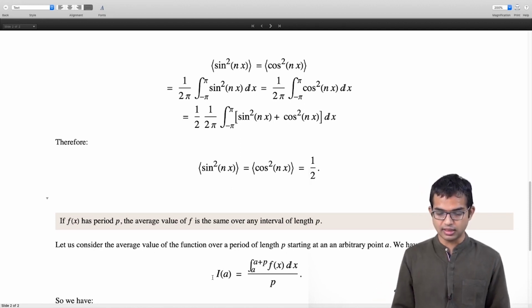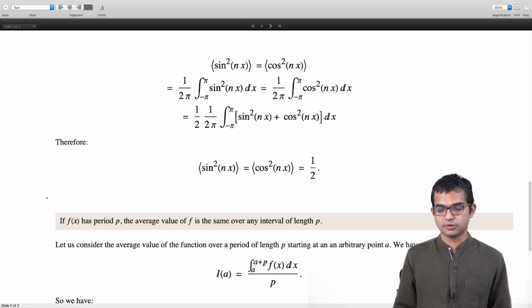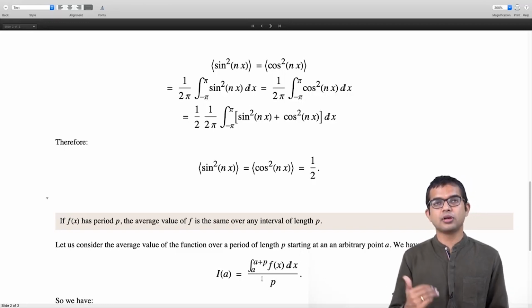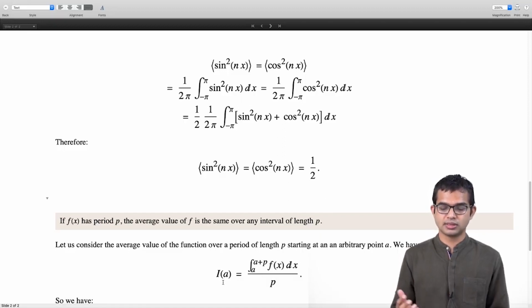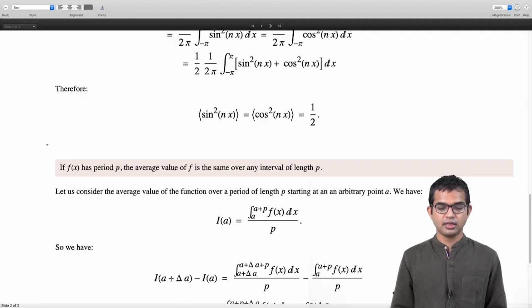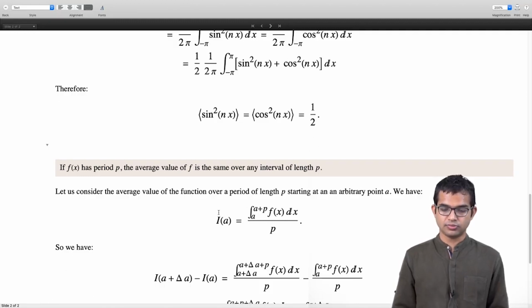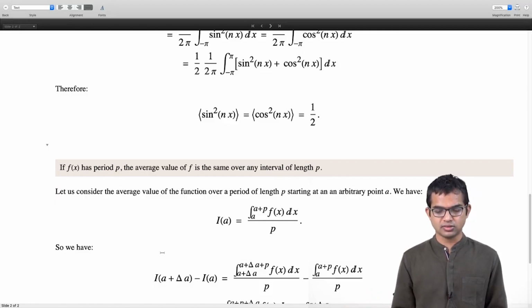I am interested in this integral from a to a plus p of f of x dx, and then I have to divide by the length of the interval, which is going to be p. So I of a, you might expect a priori that this is dependent on a, but let's look at what happens if I compute this at some other point, a plus delta a. This delta a does not have to be infinitesimal. I'm just considering some other point which is at a distance delta a away from a.